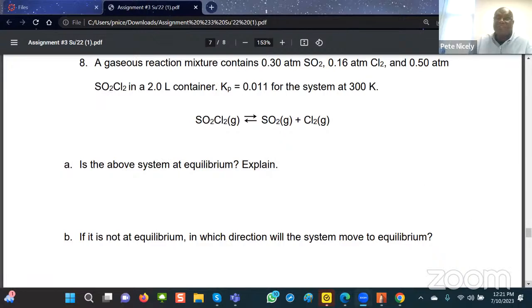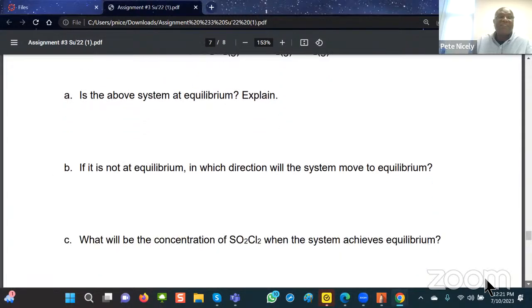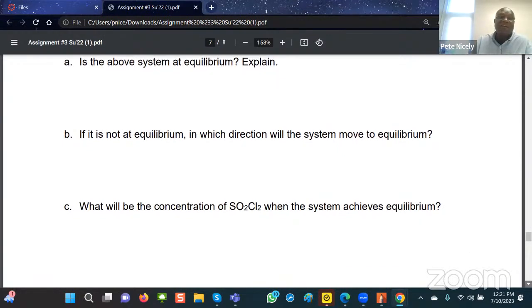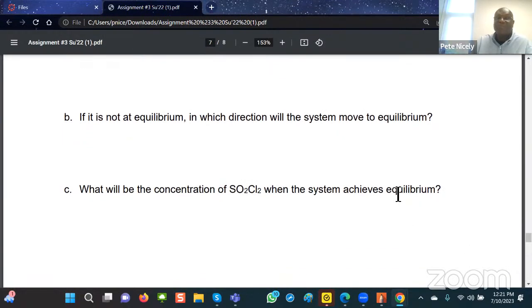Let me scroll down here. So the next question is, if the system is not at equilibrium, which it isn't, in which direction will the system move to reach equilibrium? Now, in order for us to answer that question, again, we have to compare Qp to Kp. And the Qp we calculated was 9.6 times 10 to the minus 2, right?